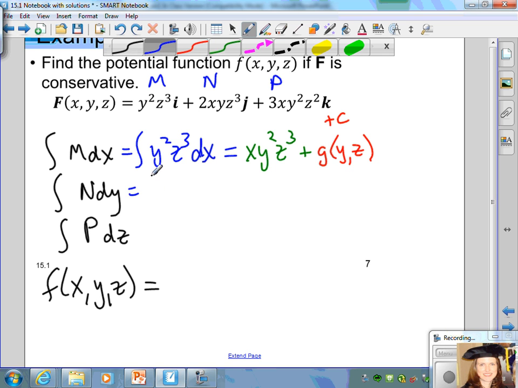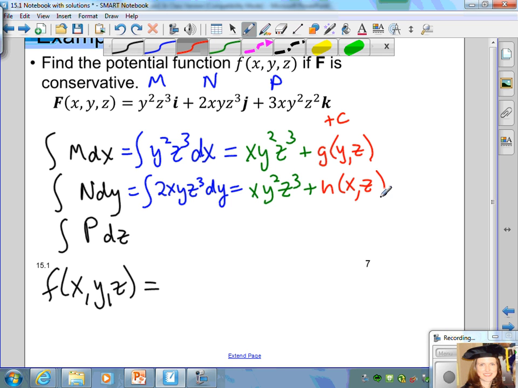Let's integrate N dy, 2xyz cubed with respect to y. We're treating y as a variable and x and z both as constants. We're going to add one to the power here of y to get y squared divided by 2. And that, when we integrate, is going to be xy squared z cubed plus, we could have constants here, but those constants could include x's and z's. So we can add a function of constants h of x comma z.